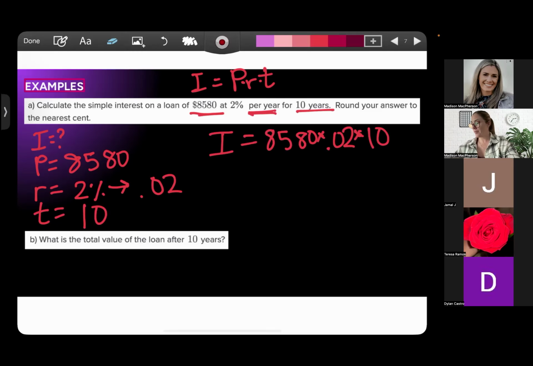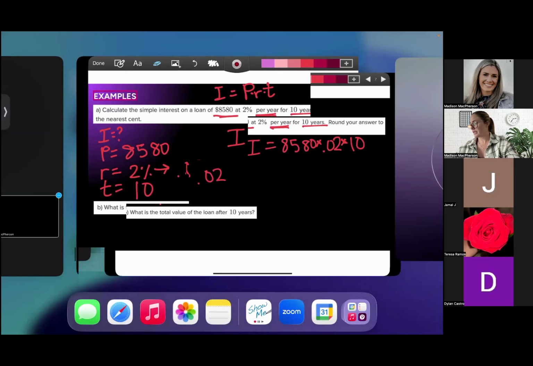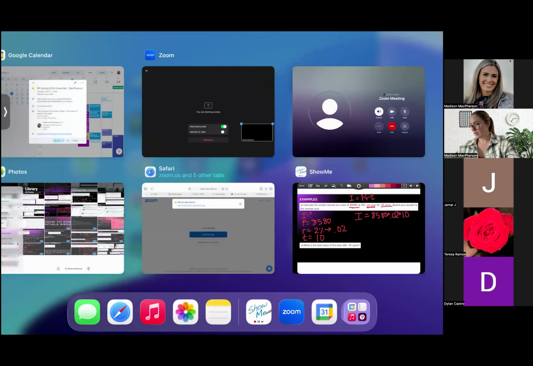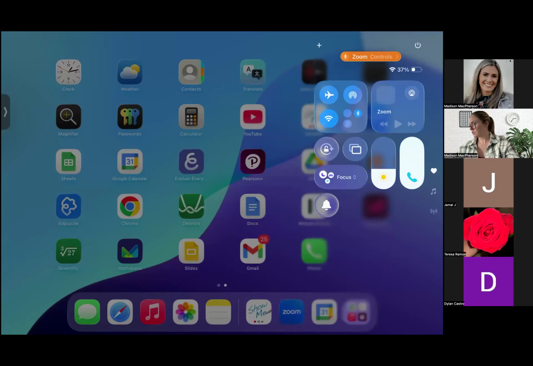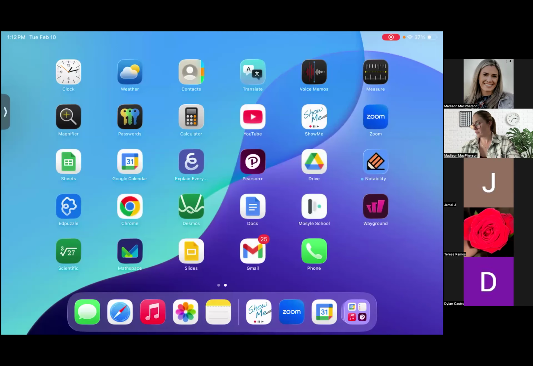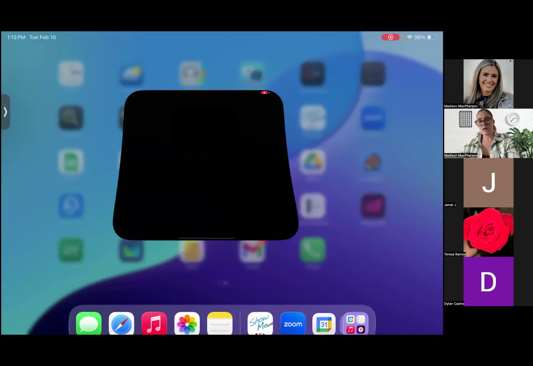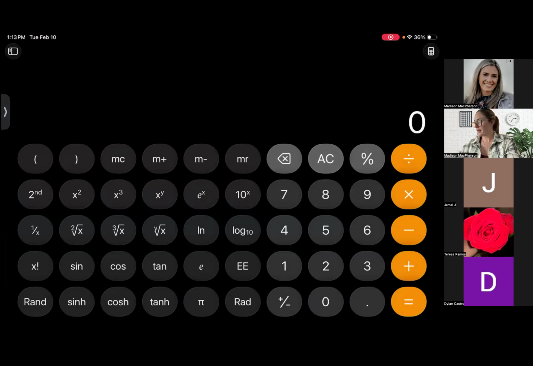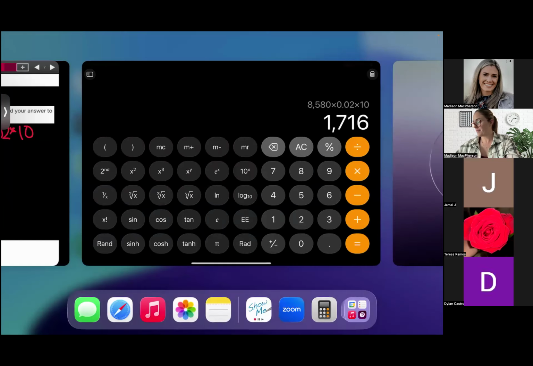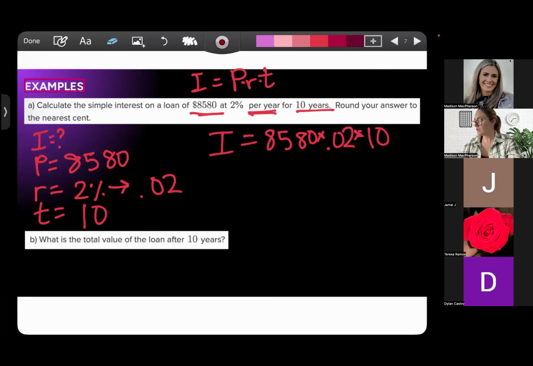Okay, from here, you can open up a calculator. I don't expect you to do this in your head. Where is my calculator? Let's do this. Oh, it's still not showing up. Okay, there it is. So we are doing 8,580 times 0.02 times 10. Hit equals. So we get 1716. So I is going to be 1716.